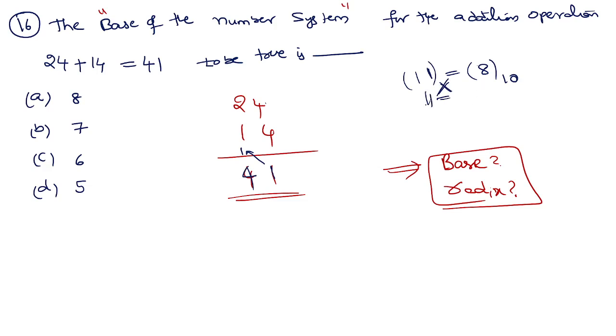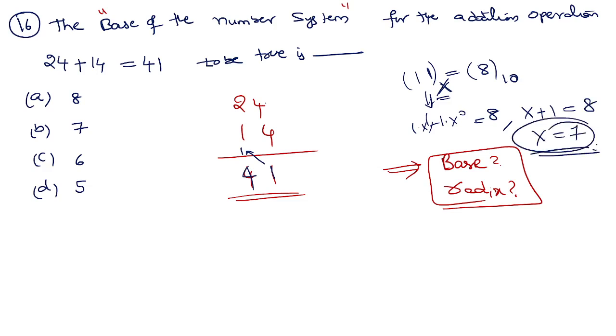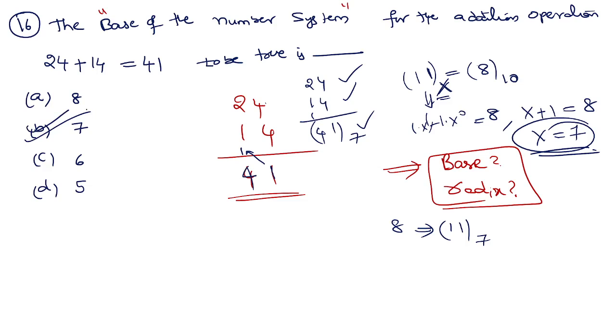If I convert this into decimal, this is 1 into x power 0 plus 1 into x power 1, that is equal to 8. So x plus 1 is 8. So x is 7, right? So 2, 4, 1, 4, correct? 4 plus 4 is 8. In the base 7 number system, this is 1, 1. So 2 plus 1 is 4. Okay, this is also true. Everything holds good. Option B is the right answer.